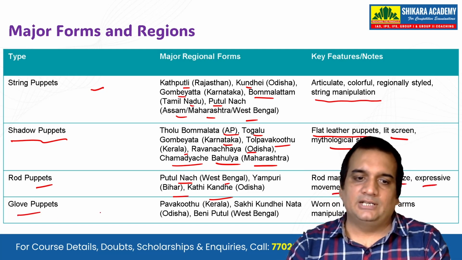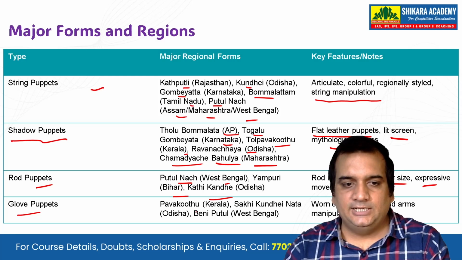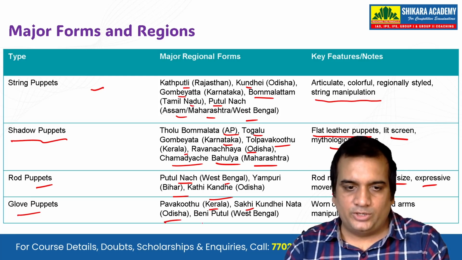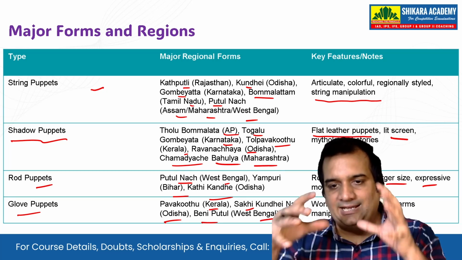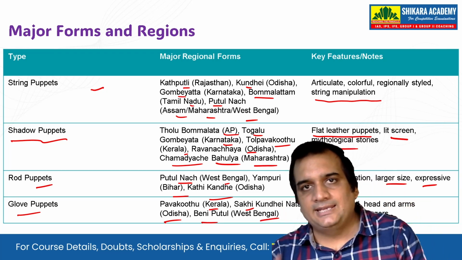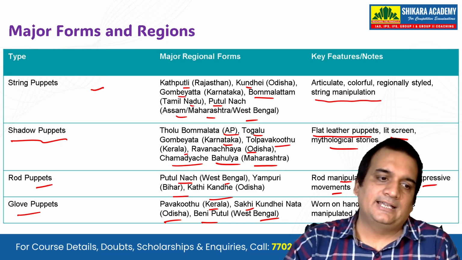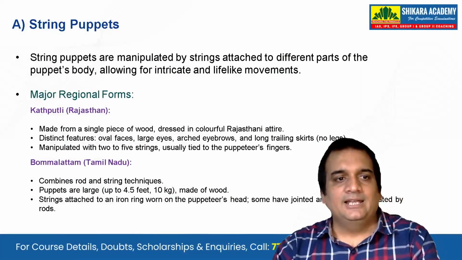And then you have glove puppets. Glove puppets are basically the Pavakutu in Kerala, the Sakhi Kundhei Nata in Odisha, and the Benui Putul in West Bengal. They are worn on the hand, with heads and arms manipulated by fingers. That was for the glove puppets. Okay, let's see one by one.